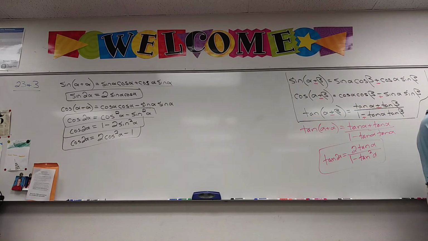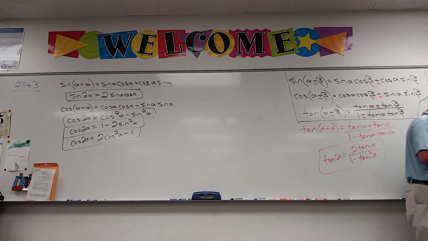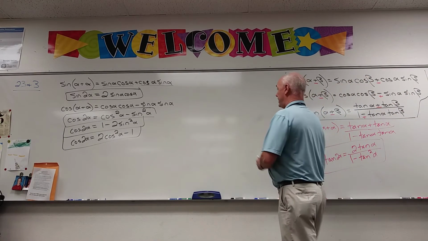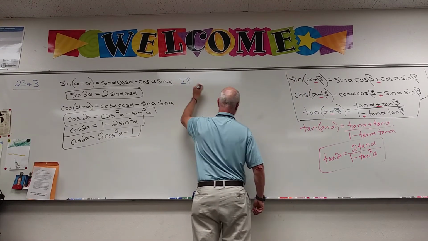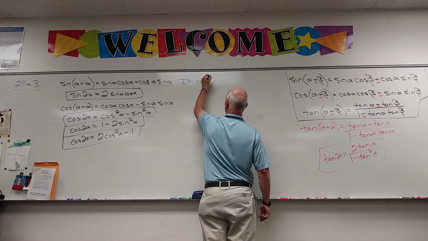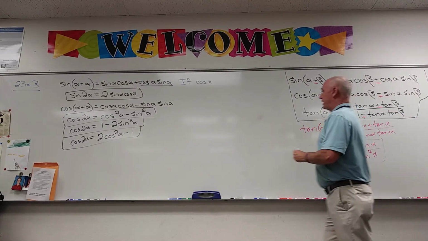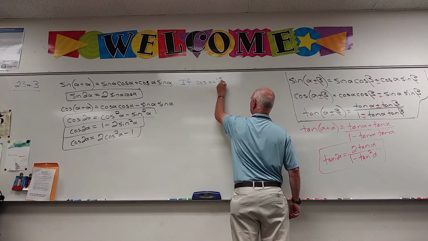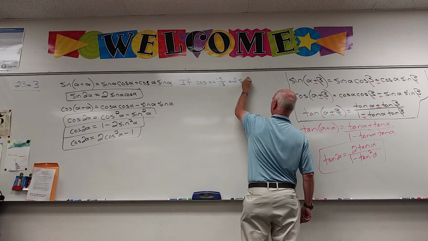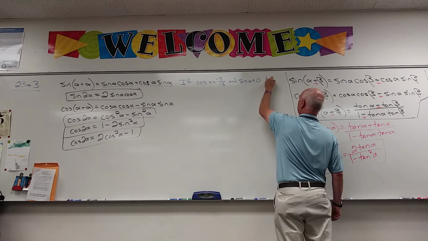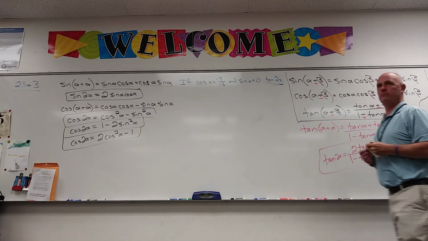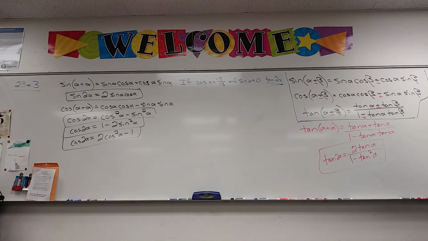But what if each formula can really be helpful? If cosine of x is equal to negative 5/13, and sine of x is less than 0, find tangent of 2x. Okie dokie?